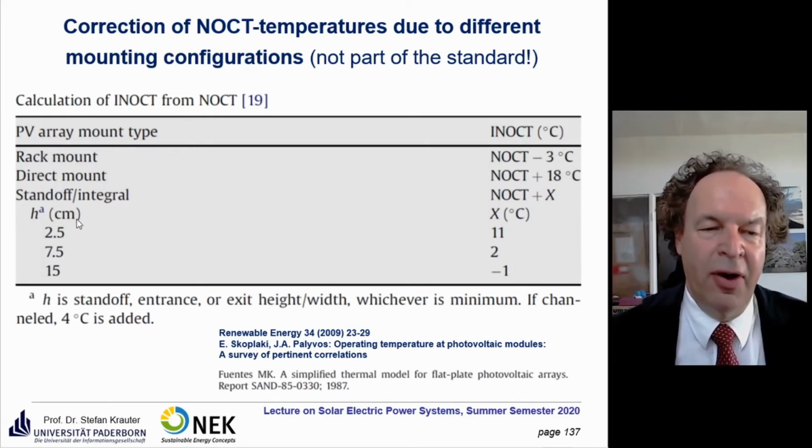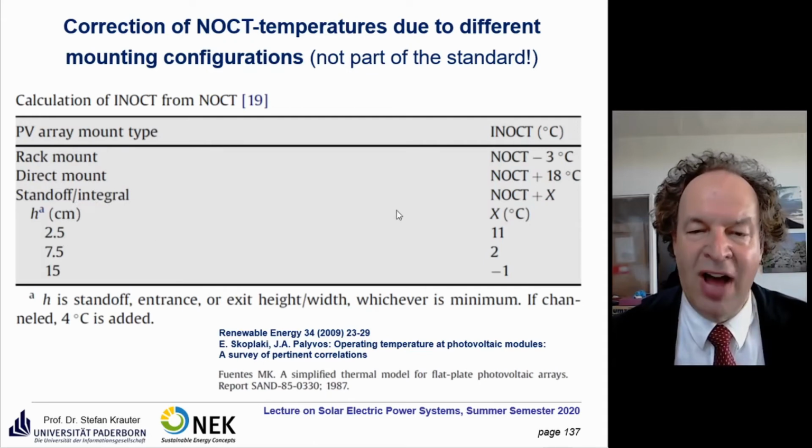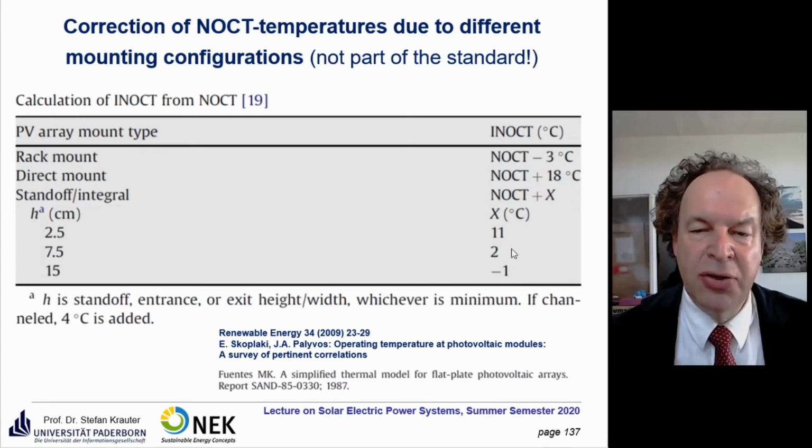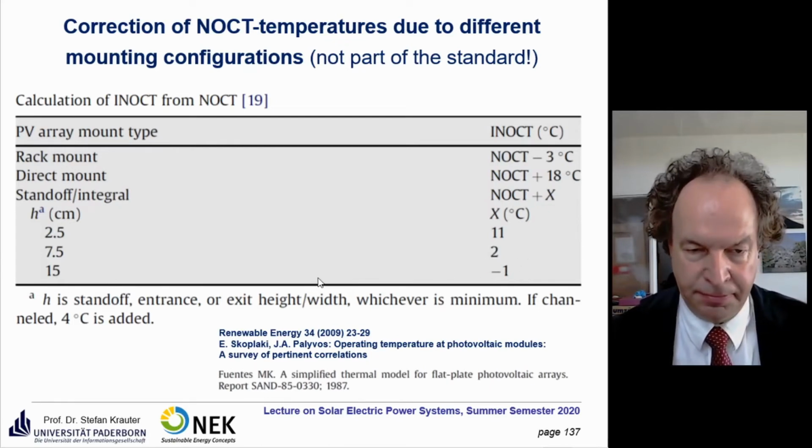If you also mount on the roof, but you leave an air gap in between, for example here of 2.5 centimeters, you still have an increase, but it's not 18 degrees, it's 11 degrees. If you increase that air gap to 7.5 centimeters, you have an increase by 2 degrees. And if you have 15 centimeters, it's even cooler than the nominal operating condition temperature.